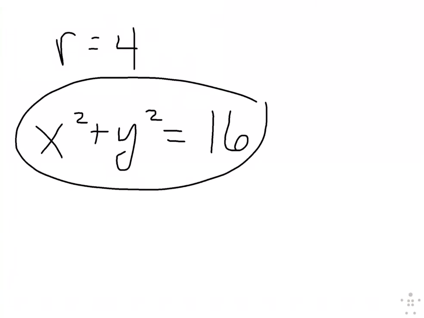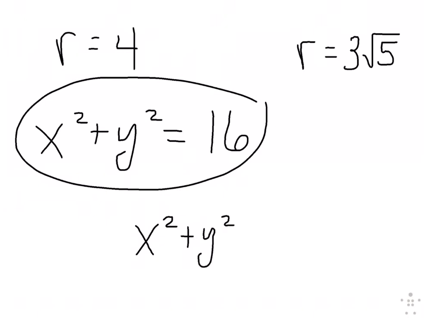Okay? Now, where it might get a little tricky, instead of giving you a whole number like that, it might actually give you something like this too, where it says r equals 3 root 5. So it gives you that broken down. Again, still going through the origin, so I'm still using x squared plus y squared. But it's when you square it that gets a little scary.